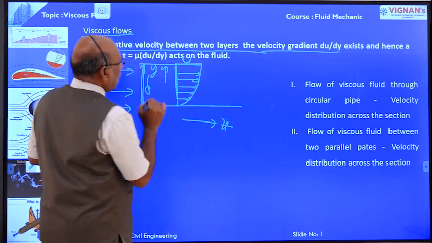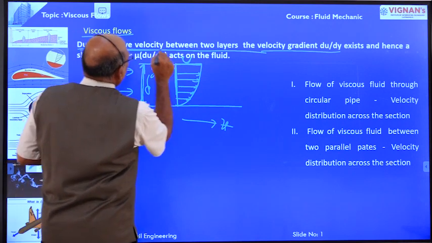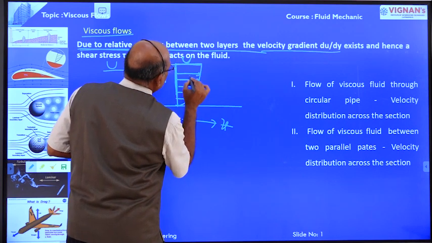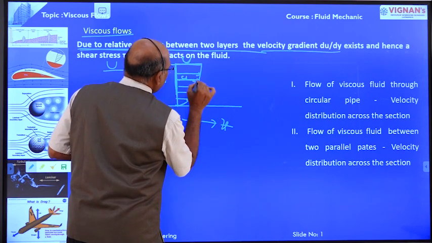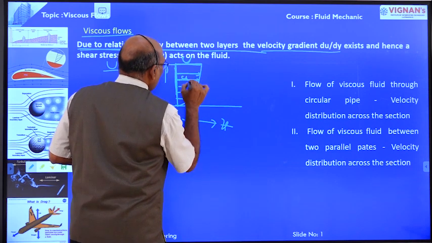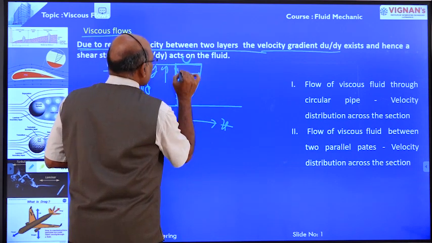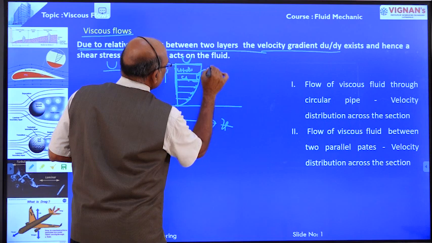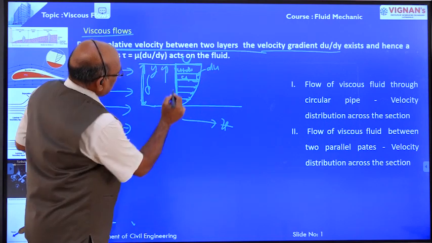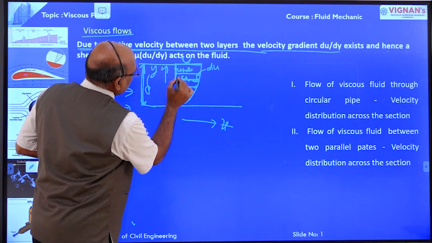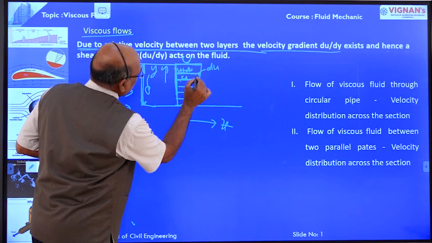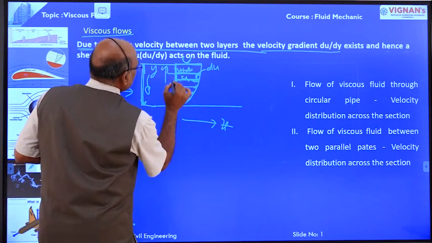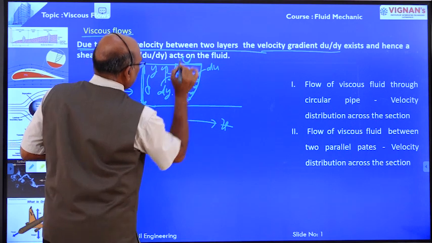Now, due to relative velocity, this is one velocity, and this is the velocity at this layer. This is one layer, and this is another layer. The velocity over this layer is u. The velocity over this layer is u plus du. Say this is du velocity, right? And the distance between these two layers is dy.